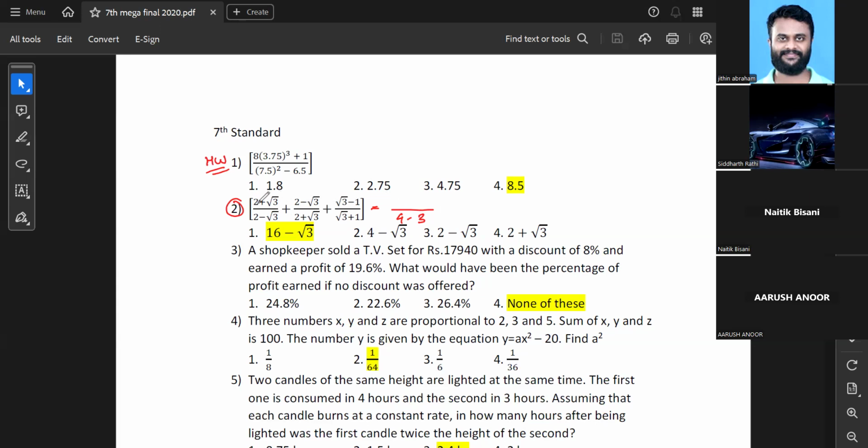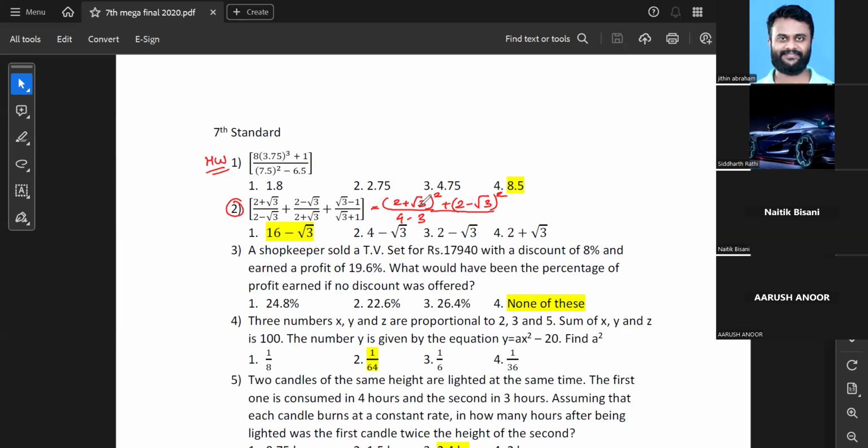So 2 plus root 3 the whole square plus 2 minus root 3 the whole square. When I open the bracket, I'll just write it over here: 2 plus root 3 the whole square plus 2 minus root 3 the whole square. Now, when I open the bracket, what will I get?